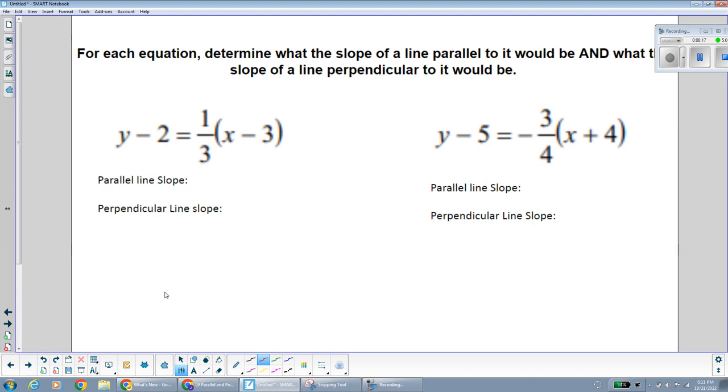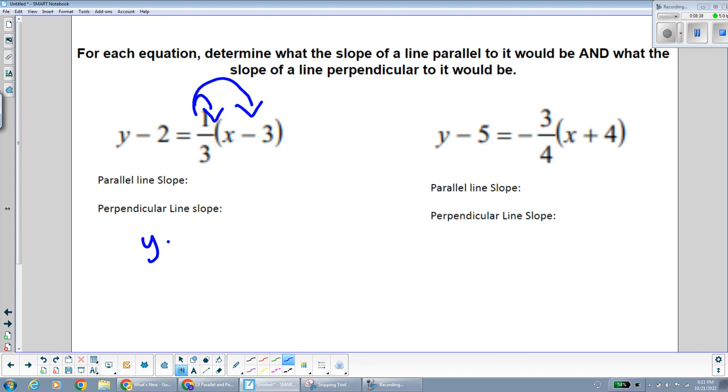For each equation, we're going to determine what the slope of the line parallel to it would be and what the slope of the line perpendicular to it would be. So my first step, just like before, is I have to make sure that my line is in y equals mx plus b form so I can clearly see the slope. I'm going to distribute out real quick.